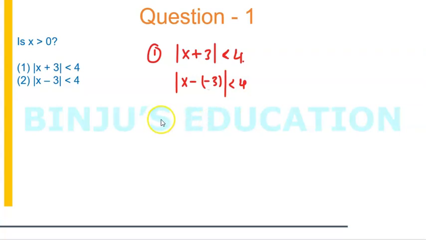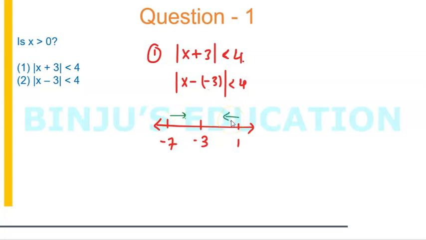So let's draw this on a number line. We have negative 3. Now we need the distance to be less than 4. First let's mark out the points which are at a distance of 4. One of them will be 1, another will be minus 7. Now since we need a distance less than 4, we will stick to the right of minus 7 and to the left of 1.